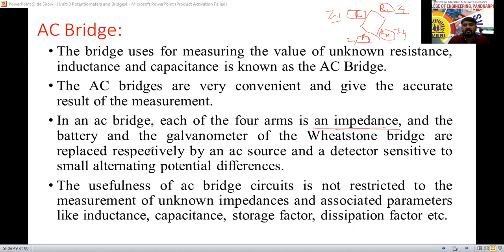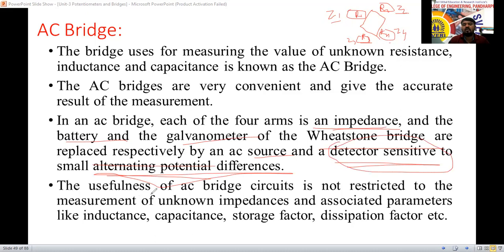So the battery and the galvanometer of the Wheatstone bridge are replaced respectively by an AC source here. Instead of a battery, we are going to use the AC source. Instead of a galvanometer, we are using a sensitive detector. For small alternating potential differences, we are going to use a sensitive detector.